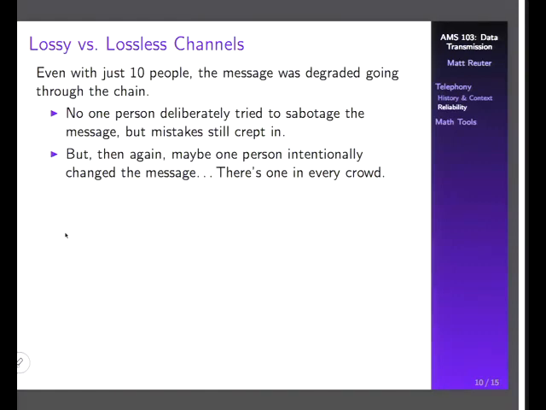Okay, so there are lots of different ways. Some of it is just transmission error. Every time one person whispered the message to the next person, there was a chance there was going to be an error, and that just happens. Maybe there was the chance that someone was just being nefarious. I don't know.